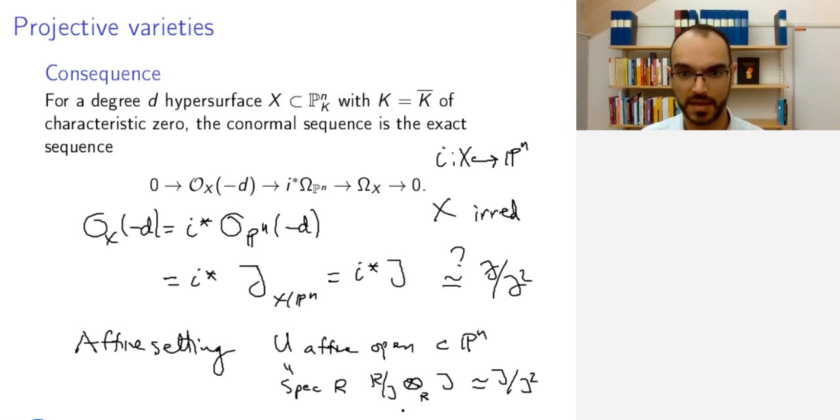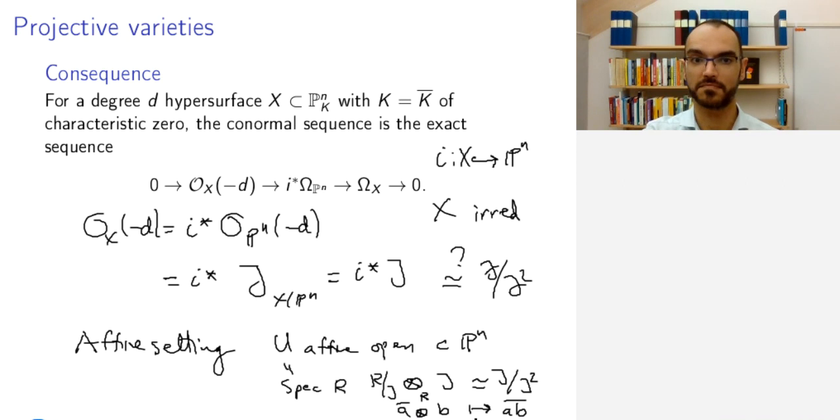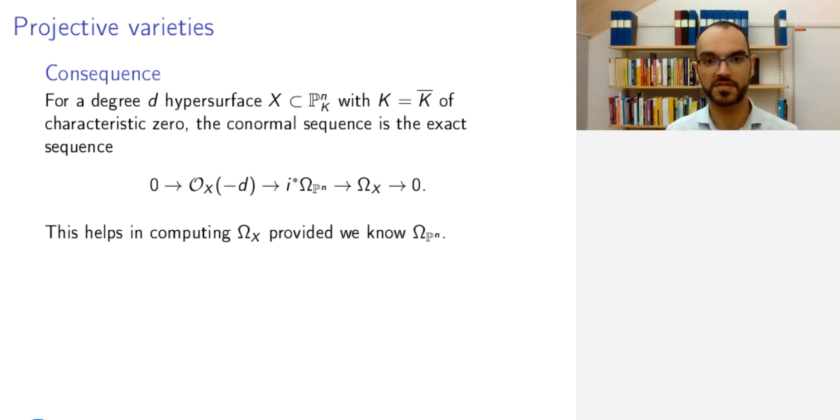You can check that mapping the class of a tensor a tensor b to the class of ab does the trick. So this is indeed what the conormal sequence says. And this helps us compute omega X provided we know omega P^n. But before we do that, let's look at what these maps are.